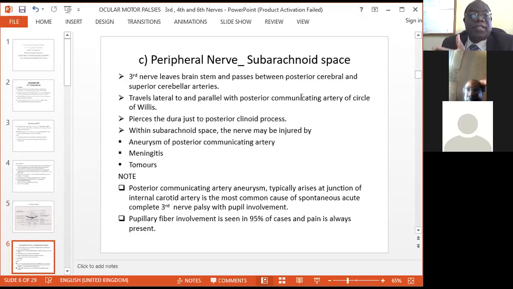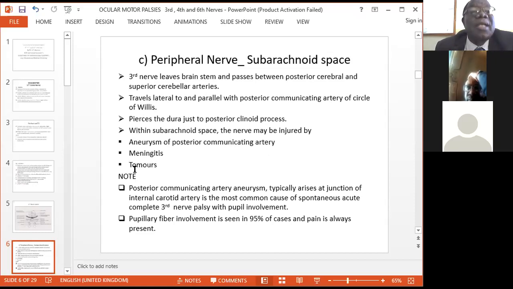So after leaving the brainstem, you have now the peripheral nerve, which from the brainstem goes into the subarachnoid space. Third nerve leaves the brainstem and passes between the posterior cerebral and the superior cerebellar arteries. Travels lateral and parallel with the posterior communicating artery of the circle of Willis. Then pierces the dura just to the posterior clinoid process. Within the subarachnoid space, the nerve may be injured by aneurysm of the posterior communicating artery.